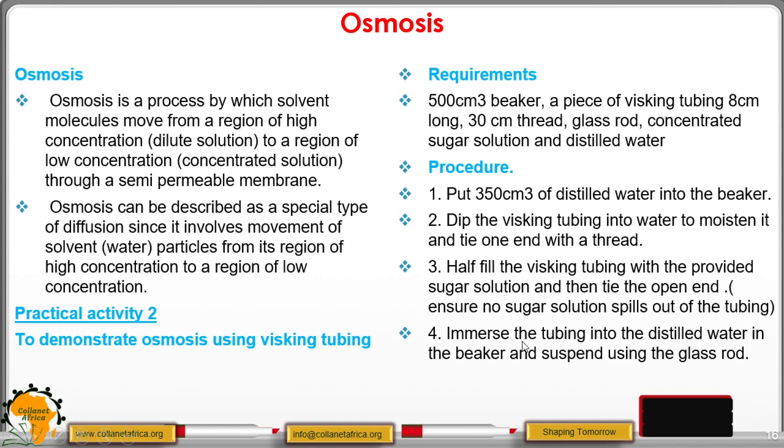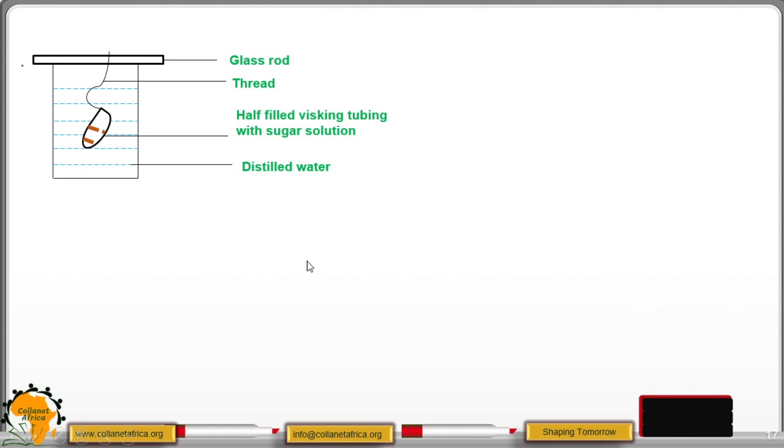And then what follows is that we immerse the tubing into the distilled water in the beaker and suspend it using a glass rod. You have to check after 30 minutes. So this is your setup.